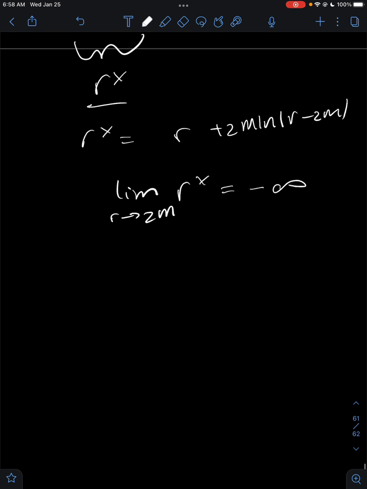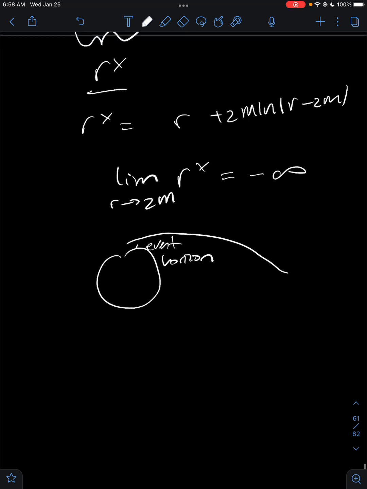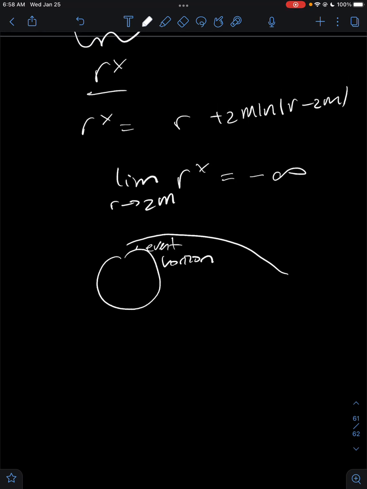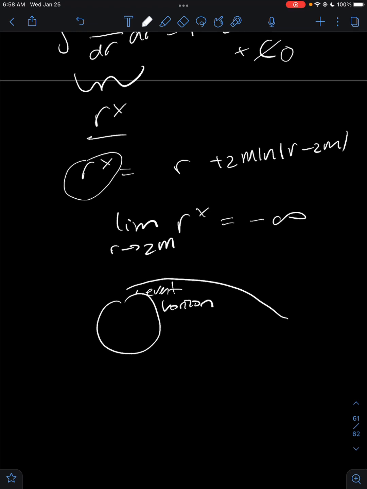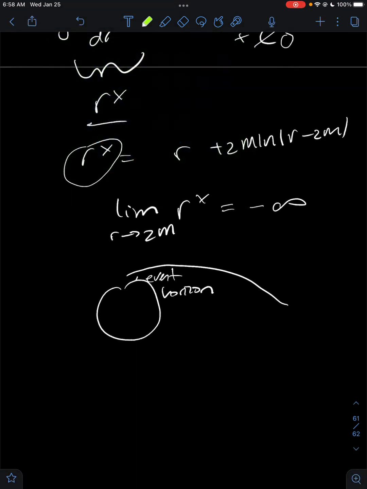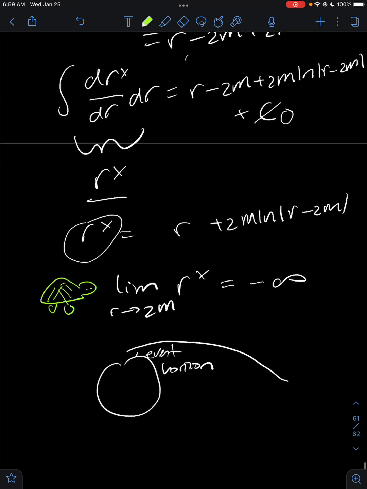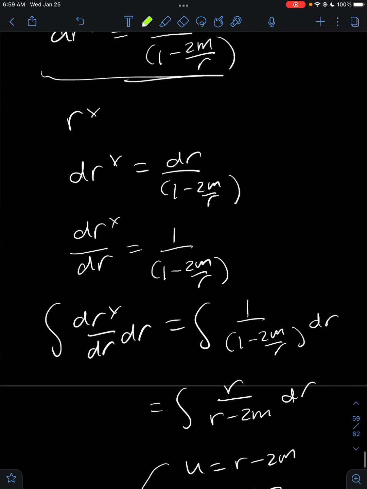So this means that as the geodesic approaches the event horizon of the black hole, it's actually traversing an infinite distance in the tortoise coordinate. And that's why it's called the tortoise coordinate: to travel a finite distance, it's traveling an infinite distance in the tortoise coordinate. So it's traveling kind of pretty slow because it's an extended distance over a small distance, if that makes sense.